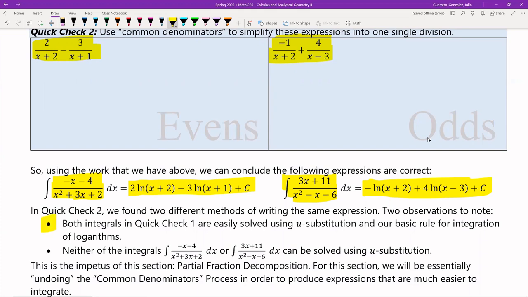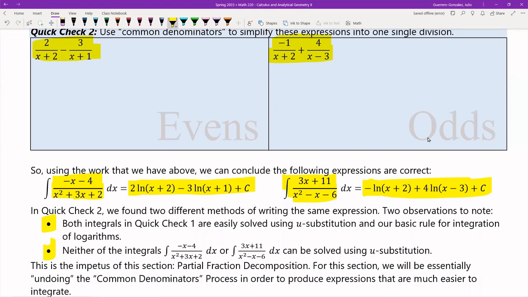The first one is that both problems in quick check 1 were easily solved using U substitution. That's all we needed, and we needed just the basic logarithm. The integral of 1 over x is just ln of x.